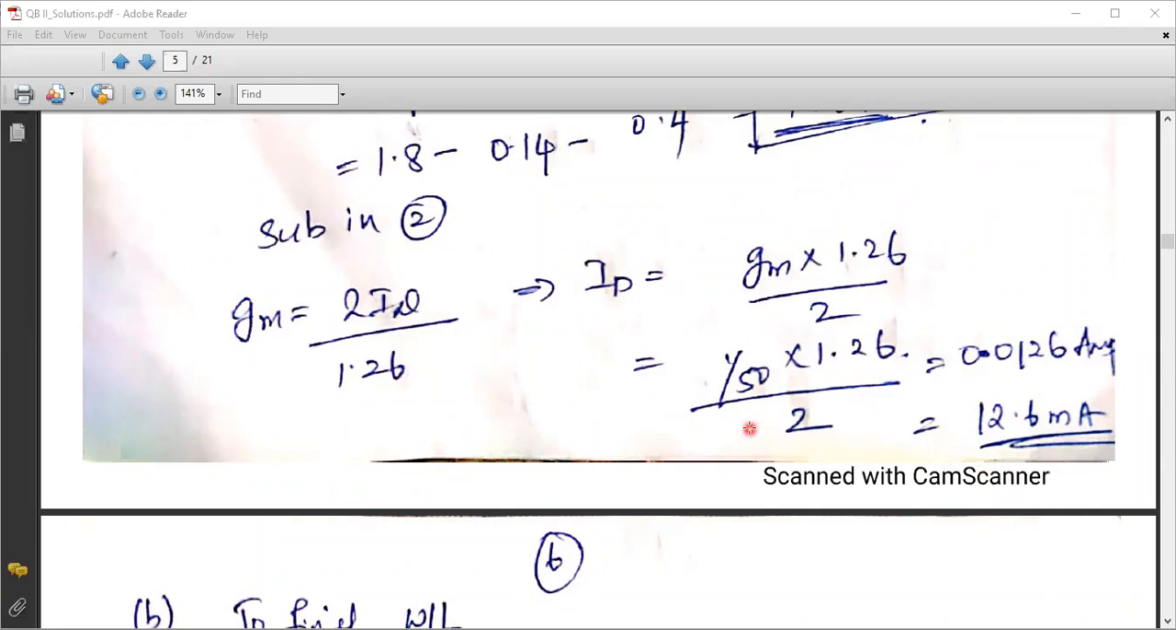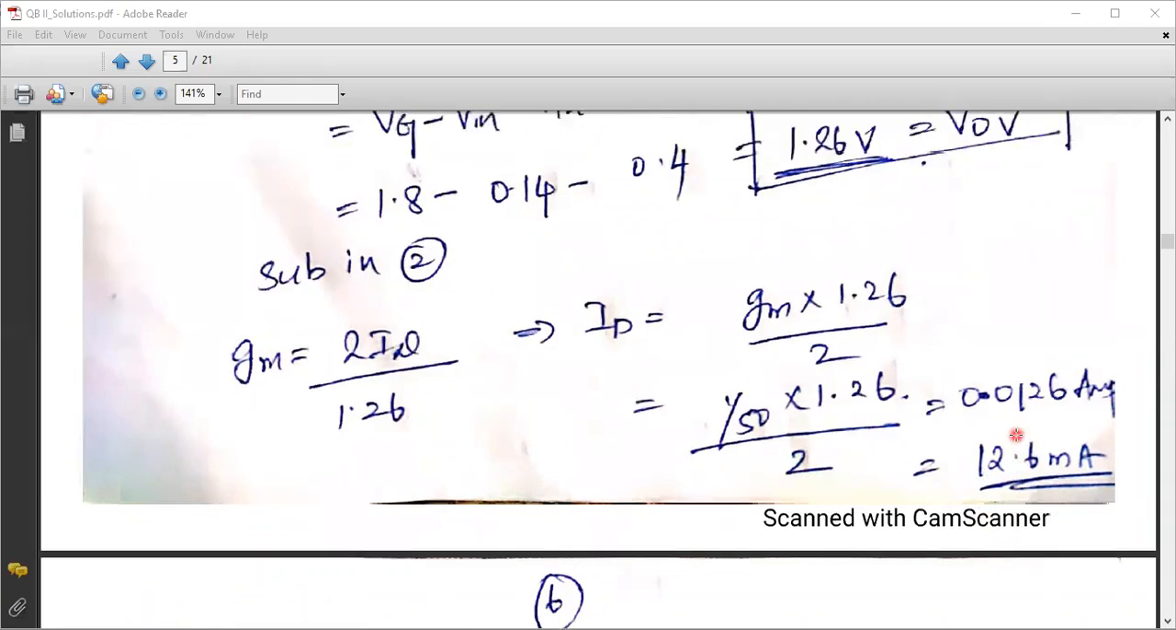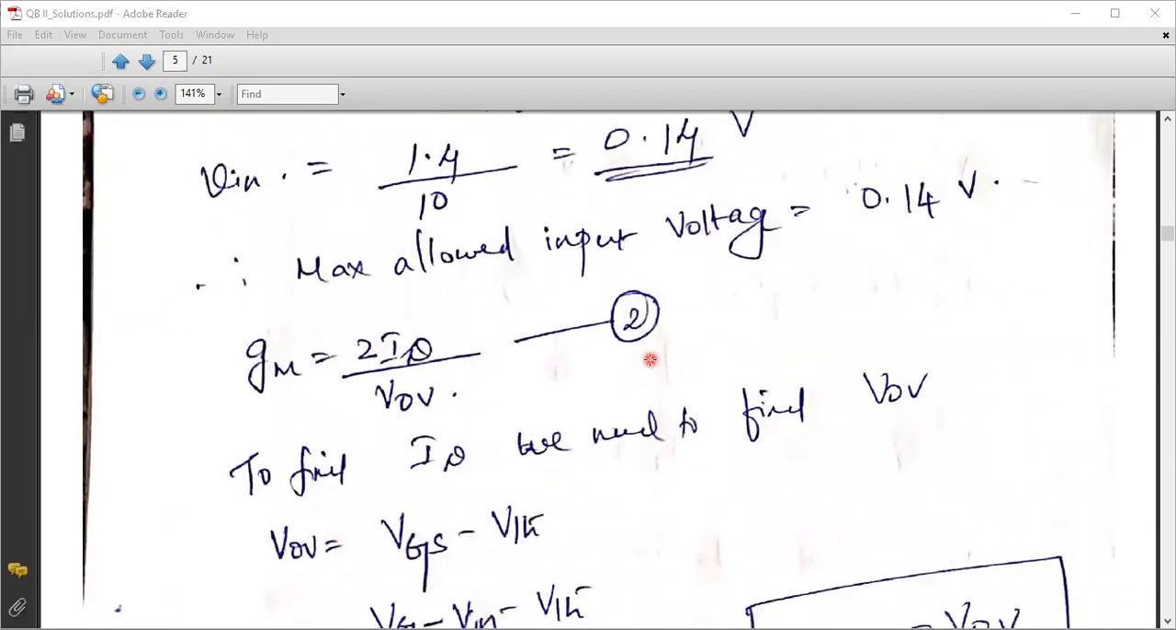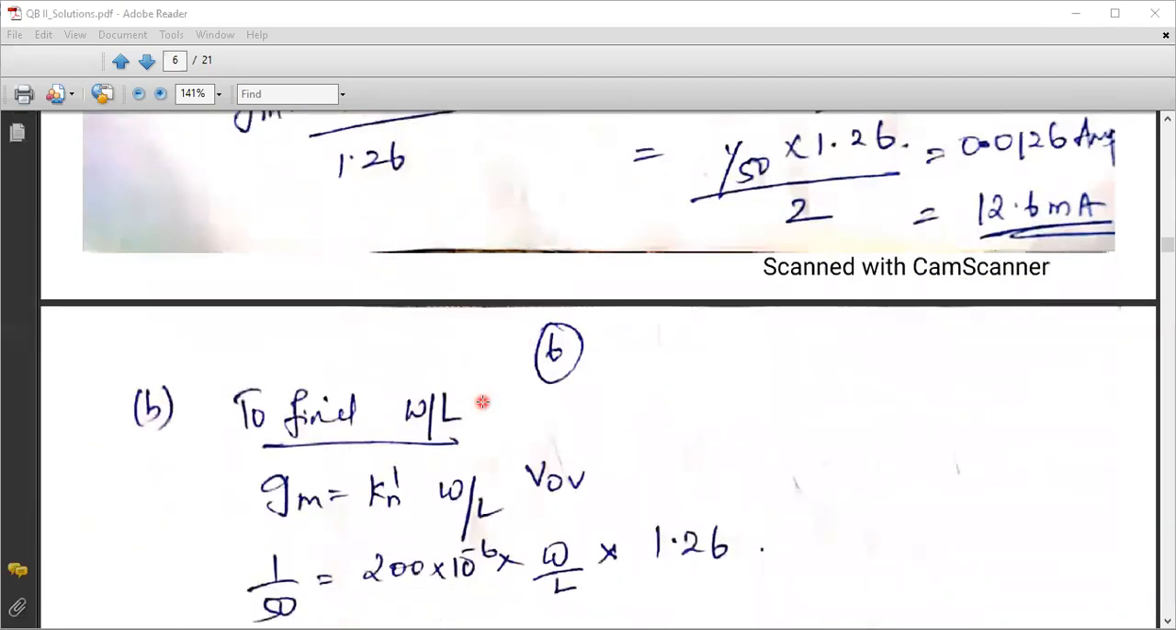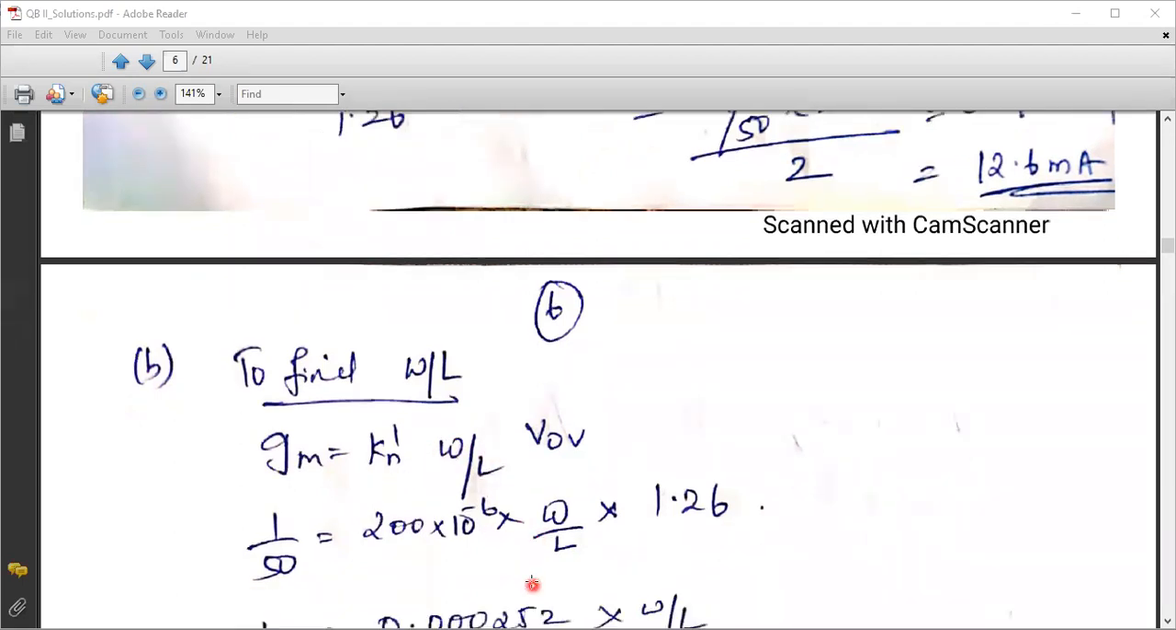So we have solved for ID as well as the voltage gain, right? Now coming to the next sub question to find W by L, it is very simple. If you know this equation, because already we have derived this equation from second module, that is the equation for transconductance. So all the parameters are known to you except W by L. So simply substitute and solve for W by L. But make sure that you are converting it because this is in micro, this is in ampere. So 200 into 10 to the power minus 6. This is 1.26 volt. That is the overdrive voltage. Solve it and find the answer for W by L.